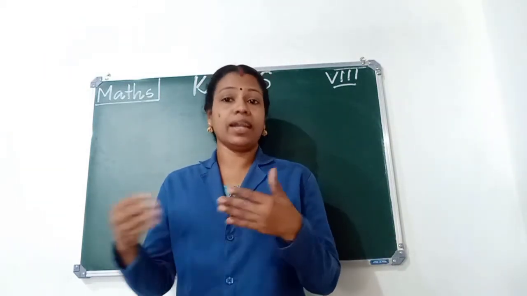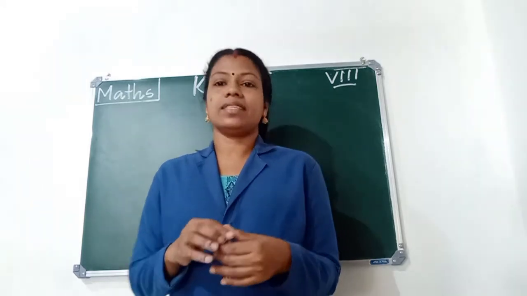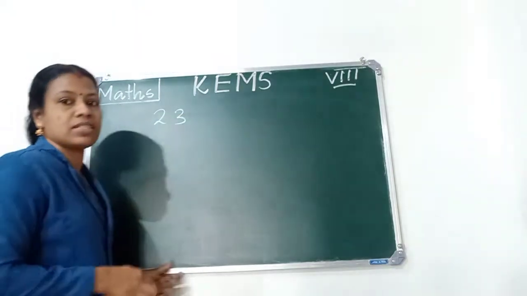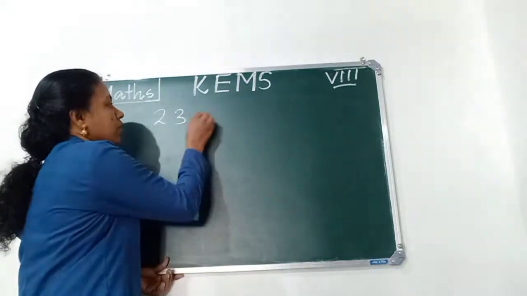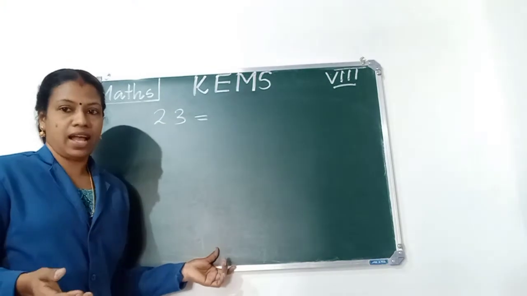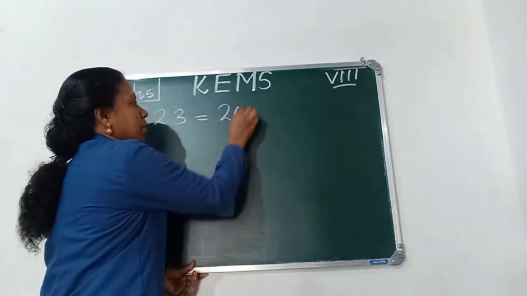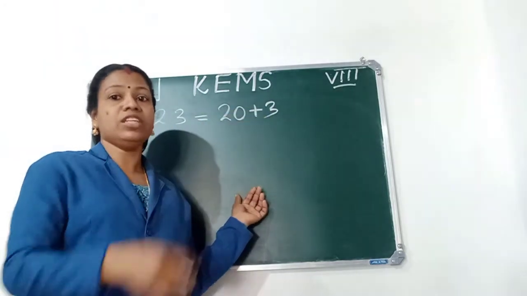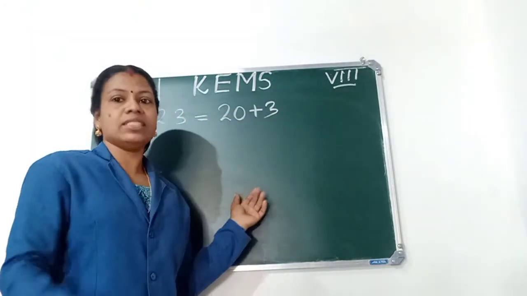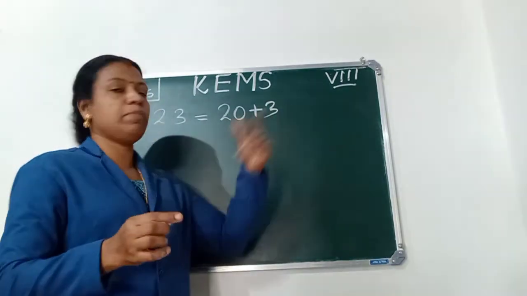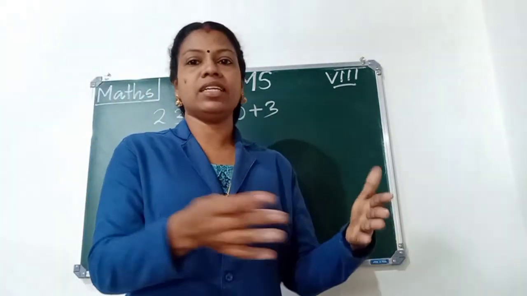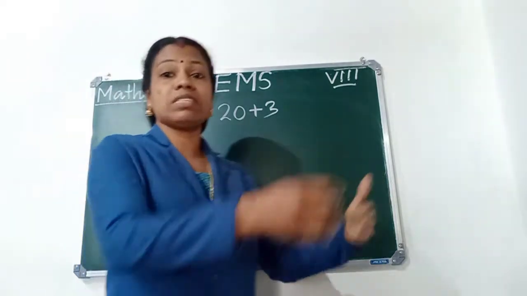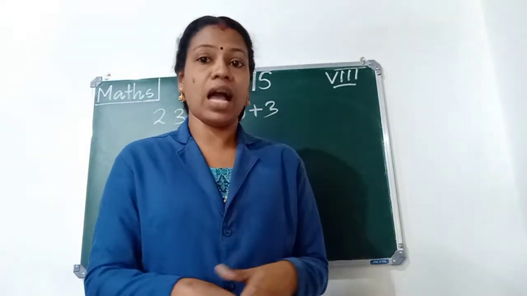Here we use another method. Okay, listen. The number is 23. Just write this 23 as 20 plus 3. That means just split the number into tens format. Don't split like 19 plus 4 or 21 plus 2. Split into tens format for easy calculation.